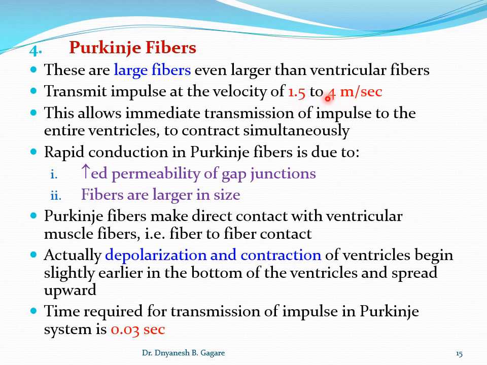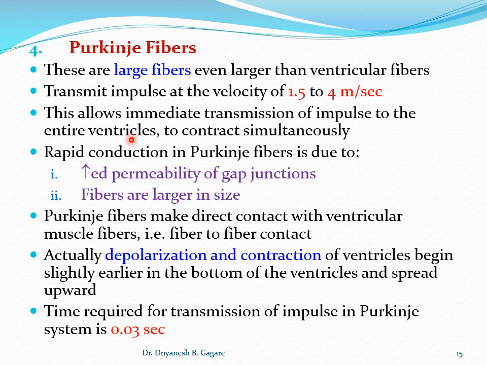Keep in mind this figure. The highest impulse conduction velocity is in the Purkinje fibers, about 4 meters per second. Okay, and what is the need of this high velocity, or what is its importance? This high velocity allows immediate transmission of the cardiac impulse throughout the entire ventricles, to cause simultaneous contraction.